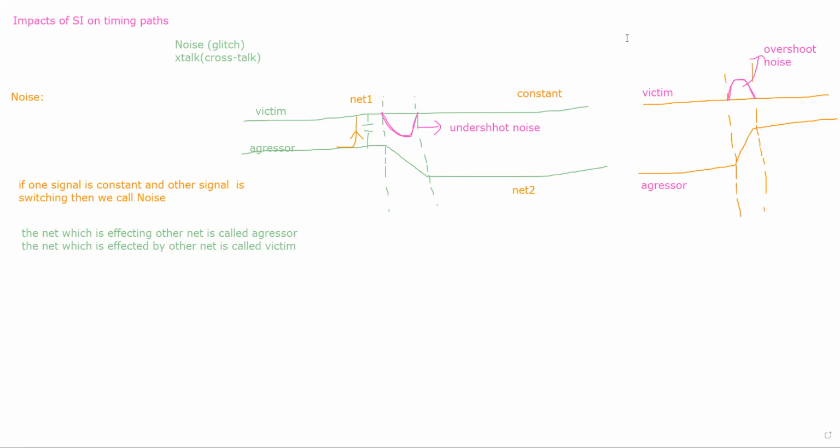So if one net is switching and another net is constant, then we can have noise or glitch, and based on the aggressor's switching we get either undershoot noise or overshoot noise. If the aggressor is switching from logic 1 to logic 0, you will see undershoot noise. If the aggressor is switching from logic 0 to logic 1, you will see overshoot noise. Understand, guys? That is noise.